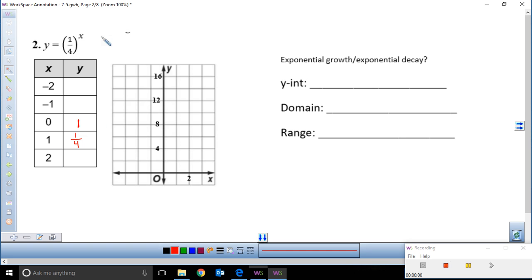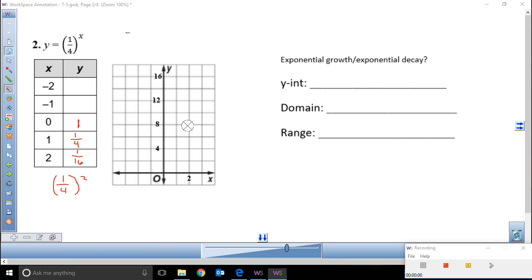If I substitute 2 in for x, that's going to give me 1/4 to the second power. So 1 to the second power is 1. 4 to the second power is 16. So I'm going to have 1 over 16.